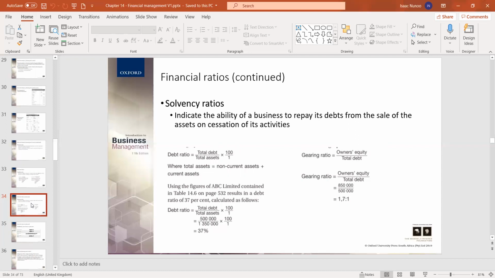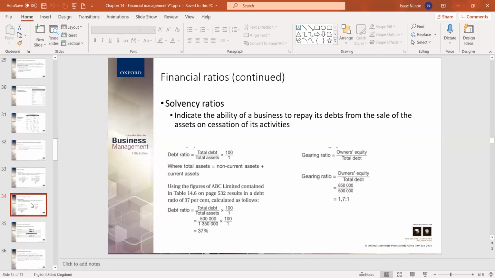So if a company tends to close up or do anything, it should be able to sell its assets in order to repay its debt. Capital lenders usually have a strong interest in solvency ratios because this indicates the risk level of an investment in the business.